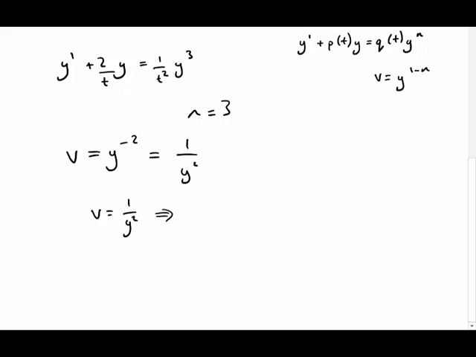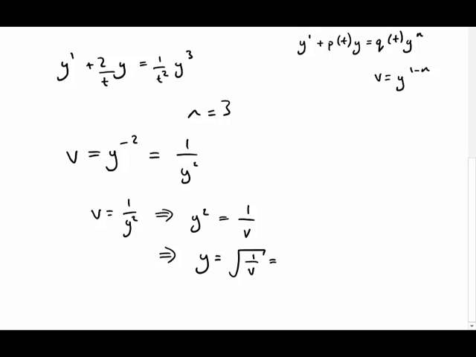Okay, so let's have a look. Let's see if I can rearrange this. So I'm going to end up with y squared equals 1 over v. And then I'm just going to find it in terms of y. So y is equal to the plus or minus square root, remember, of 1 over v.